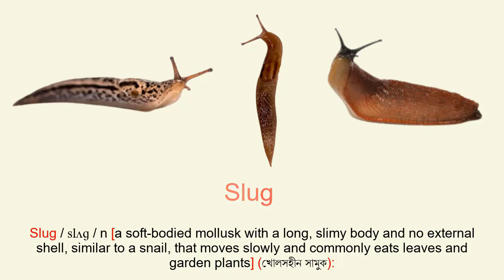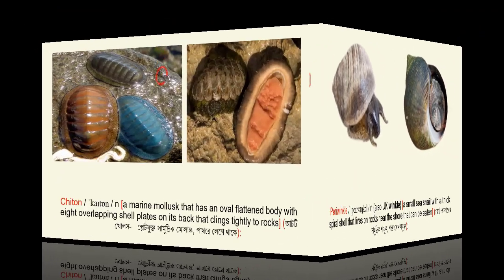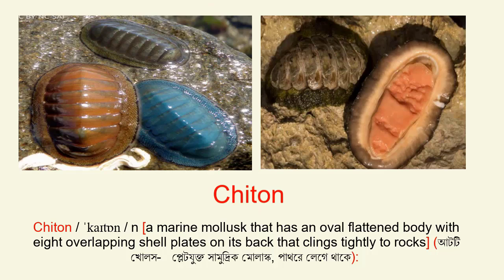Slug. A soft-bodied mollusk with a long, slimy body and no external shell, similar to a snail that moves slowly and commonly eats leaves and garden plants. Periwinkle, also UK winkle. A small sea snail with a thick spiral shell that lives on rocks near the shore that can be eaten. Chiton. A marine mollusk that has an oval, flattened body with 8 overlapping shell plates on its back that clings tightly to rocks.